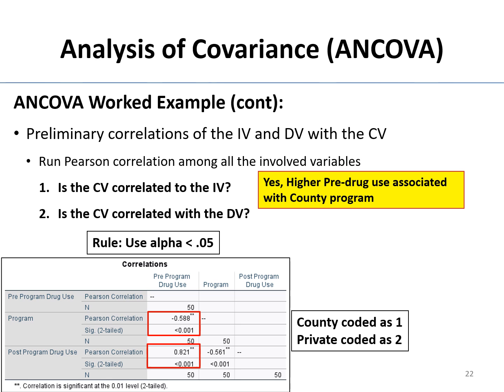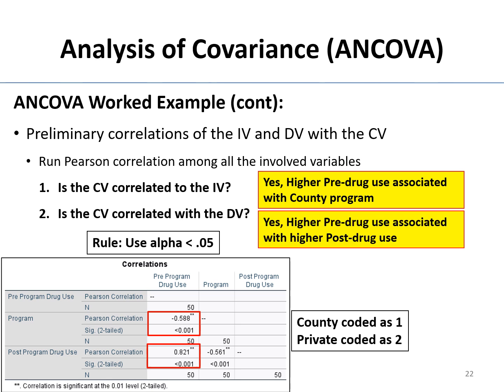So it's 0.821. Sig is positive. The sig for that is less than 0.05. So indeed, there is a significant positive correlation between pre-drug use, baseline drug use, and post-drug use. As one variable goes up, the other one tends to go up. As one goes down, the other tends to go down. They tend to move in the same direction.